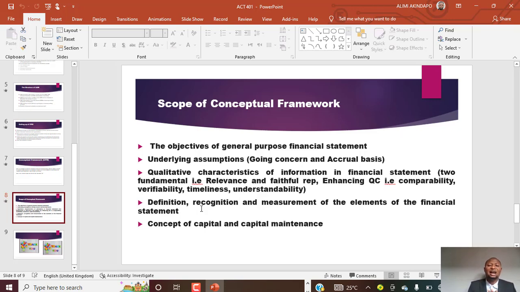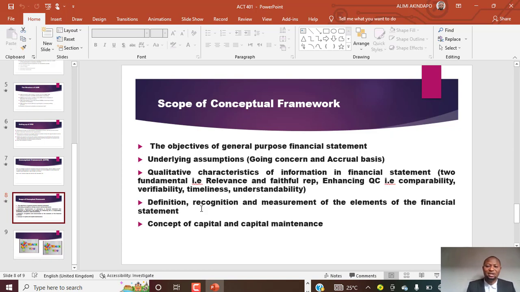Then we have underlying assumptions. We have two underlying assumptions in the financial statement. We have going concern and we have accrual basis. Under the going concern, every entity is viewed to be a going concern entity and they assume not to curtail their scale of operation. That is, the entity is assumed to exist for a very long period of time.